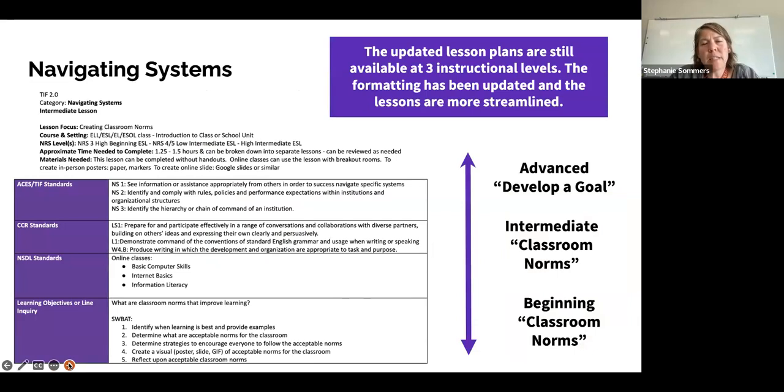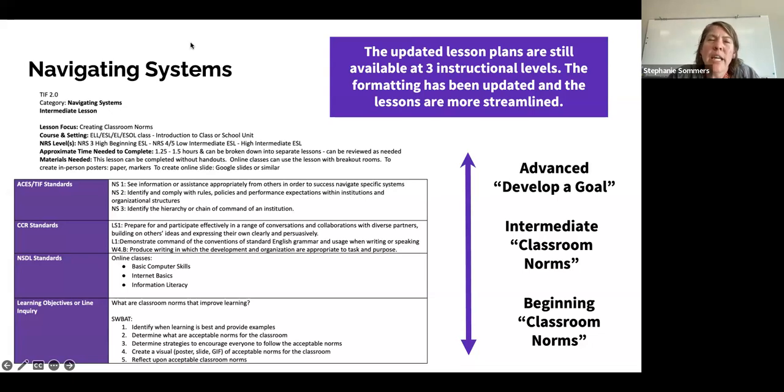Our navigating systems lesson plans, these are completely finished and available. I should have mentioned this earlier. I was joined on this project, in updating the lesson plans, by my Minneapolis colleague, Heather Turngren. Many of you know Heather does a lot of work around adult career pathways. She's also been involved in ACES TIF for many, many years. And so she partnered with me on making these lesson updates.